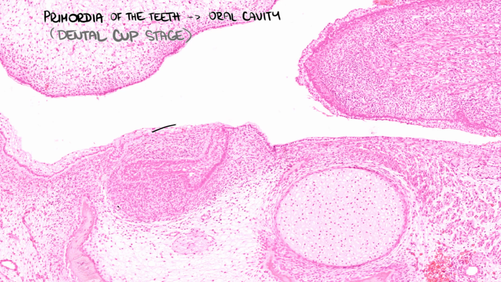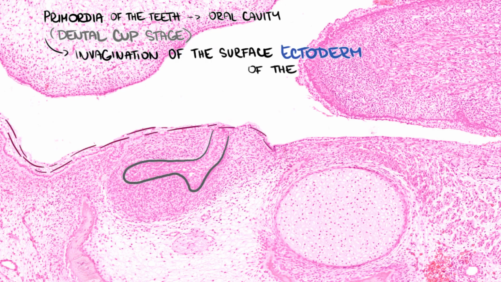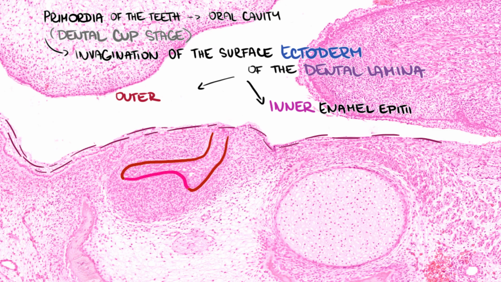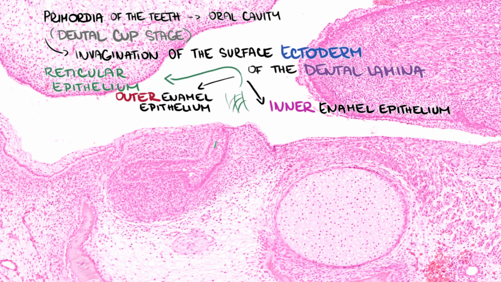The dental cup is formed by the invagination of the surface ectoderm of the dental lamina, which is divided into a layer of outer and inner enamel epithelium. There is a reticular epithelium between these layers, and this is one of the two places in the human body, apart from the thymus, where we can also find reticular epithelium. A layer of ameloblasts is formed from the inner enamel epithelium.